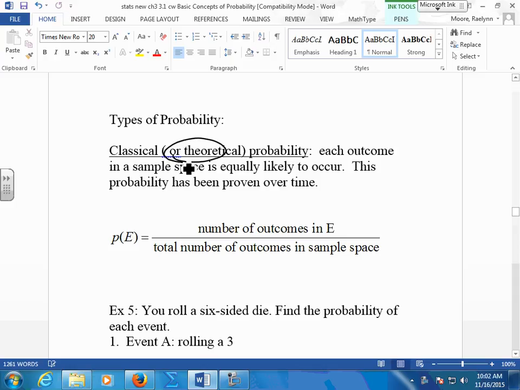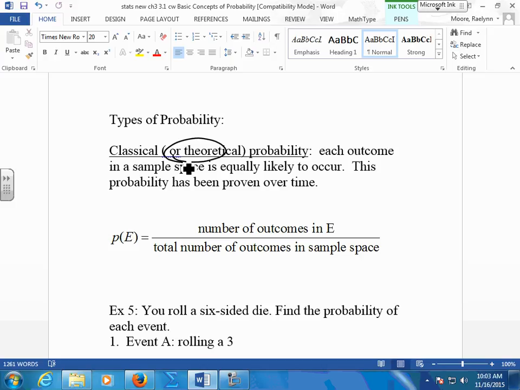You flip a coin a zillion thousand times. The heads probability is always 1/2. The tails probability is always 1/2 on a fair coin. You have a 6-sided die. Each side has a probability of 1/6 on a fair die. And you see that word fair used a lot because sometimes dice are weighted, coins are weighted.